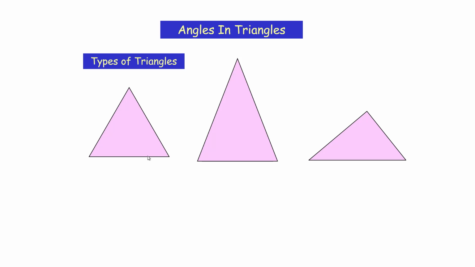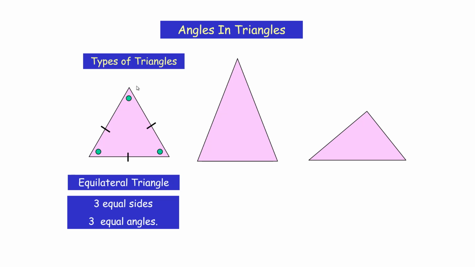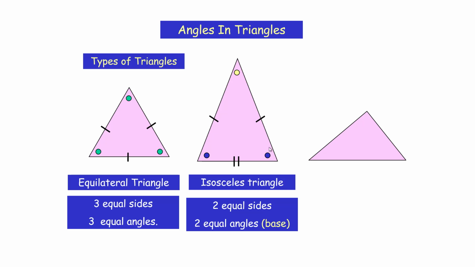So we'll look at angles and triangles first. We've got these 3 triangles here, 3 different types of triangles. First one is an equilateral triangle, which means all the sides are the same and all the angles are the same. This triangle, if you recall, is an isosceles triangle, so 2 sides are the same and 2 angles are the same. So that's your isosceles.